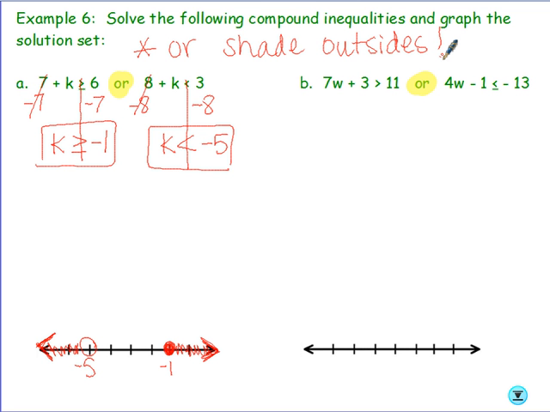And you have one last example. Pause the video. You guys try this one on your own. Start it back up to see how you did.